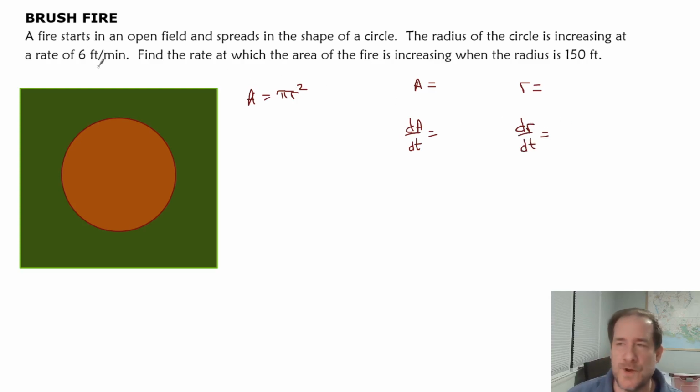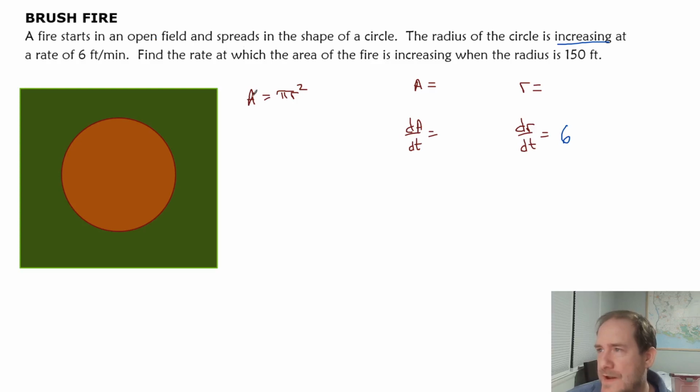And I haven't even read the question, so let's read it. It says a fire starts in an open field and spreads in the shape of a circle. The radius of the circle is increasing at a rate of 6 feet per minute. So that's obviously dr/dt, and it's obviously positive because they literally said increasing at a rate of, so that's positive.